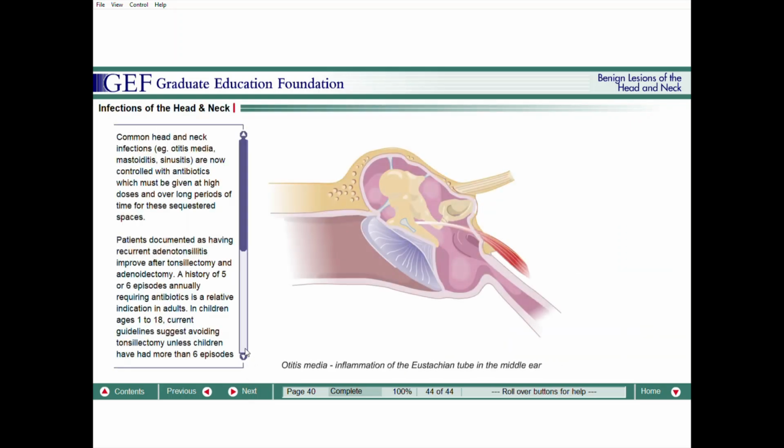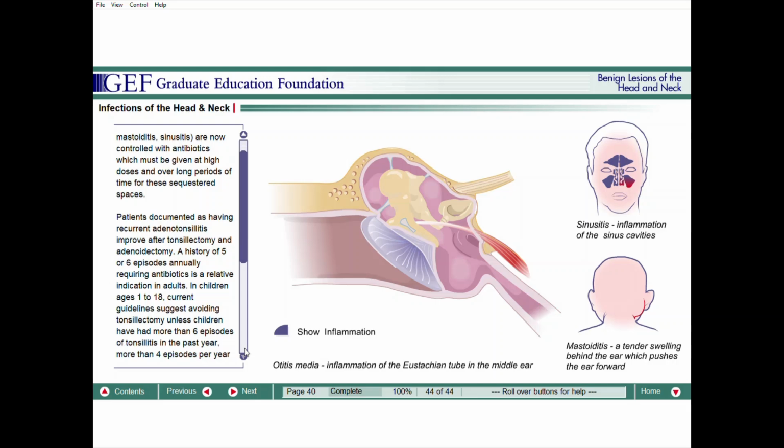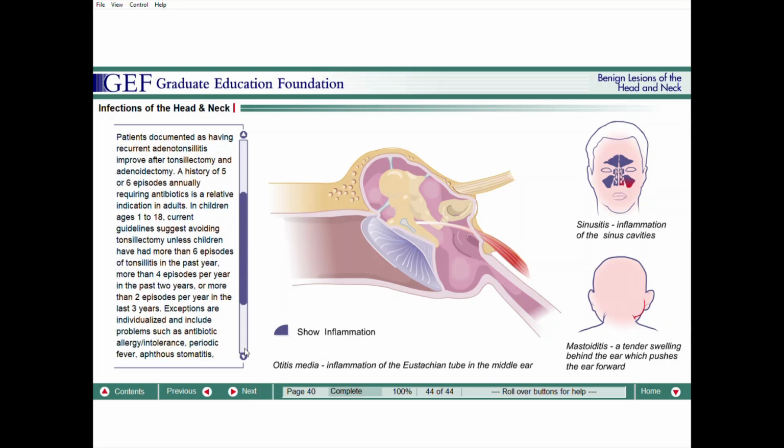Common head and neck infections, for example, otitis media, mastoiditis, sinusitis, are now controlled with antibiotics, which must be given at high doses and over long periods of time for these sequestered spaces. Patients documented as having recurrent adenotonsillitis improve after tonsillectomy and adenoidectomy. A history of 5 or 6 episodes annually requiring antibiotics is a relative indication in adults.